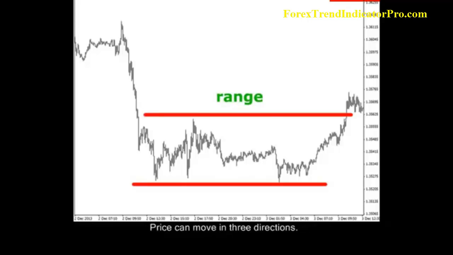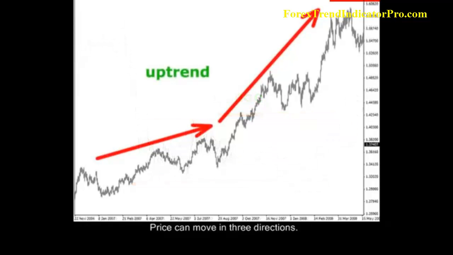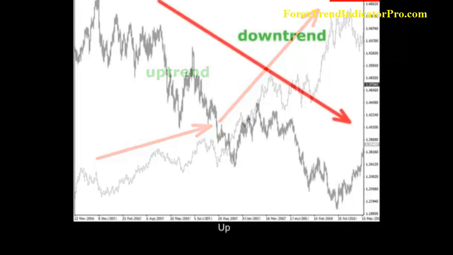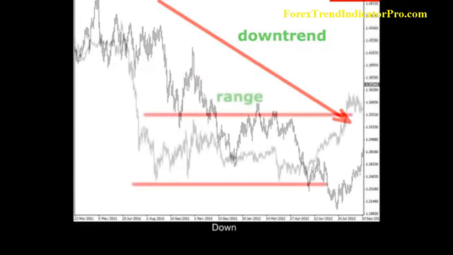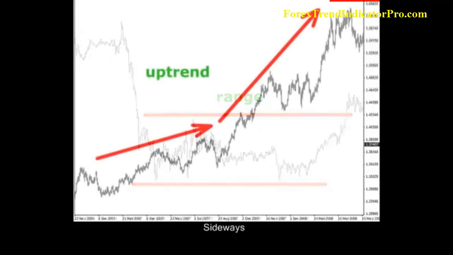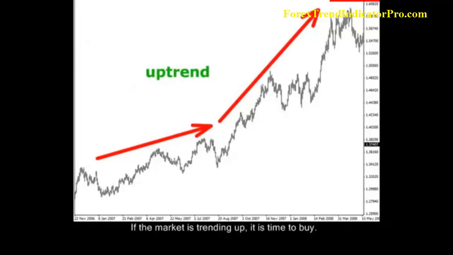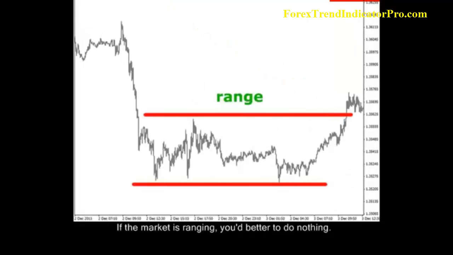Price can move in three directions: up, down, sideways. If the market is trending up, it is time to buy. If it is down, sell. If the market is ranging, you'd better to do nothing.